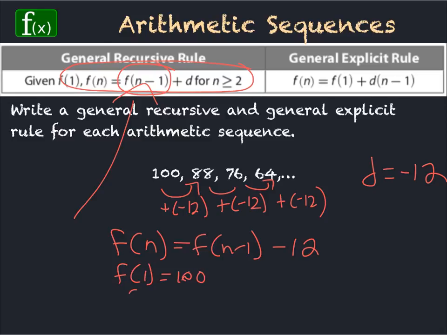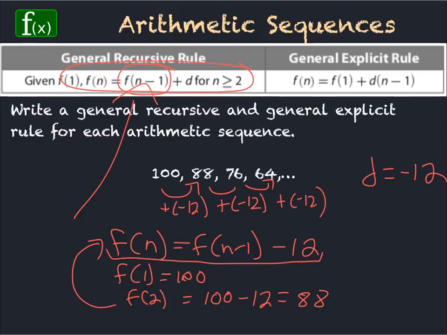Well, what would f of 2 be? If we're using this rule right here, that means it would have to be our previous term minus 12, which is 88. It does work out. So that would be our general rule for our recursive. It would be f of n minus 1 minus 12.